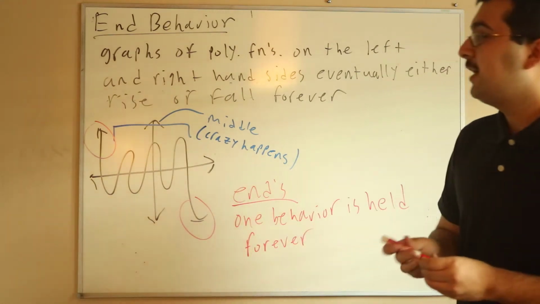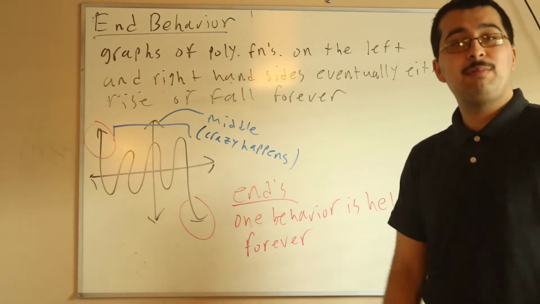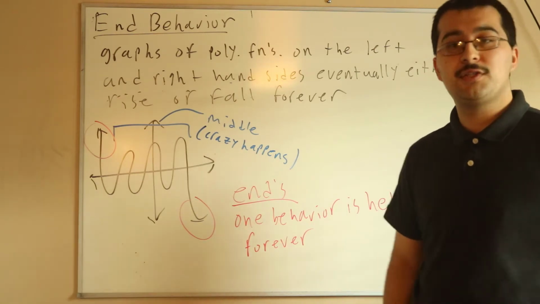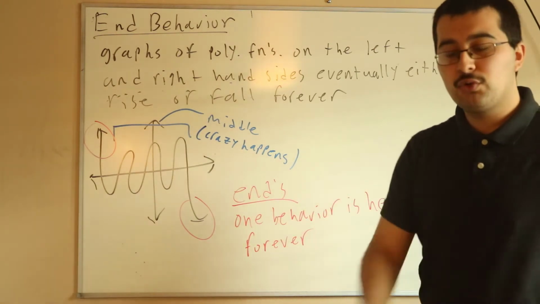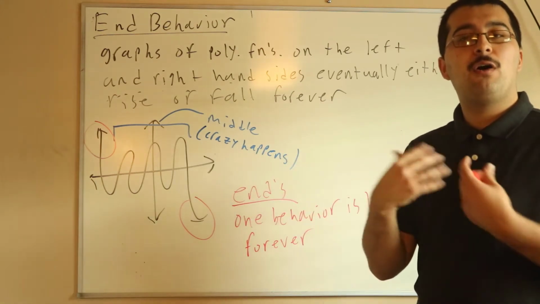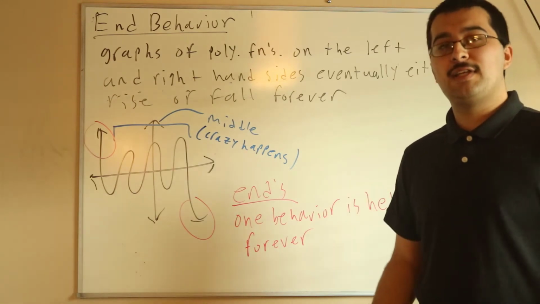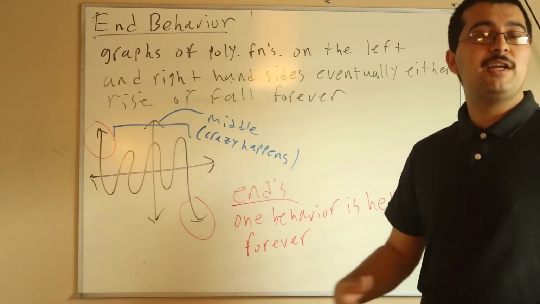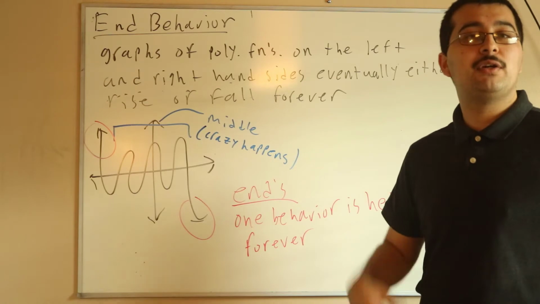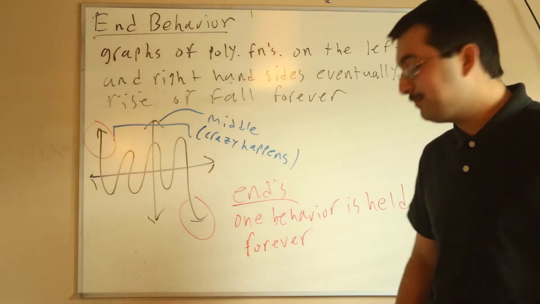So, if you just think about it, that is a very interesting comment and observation to make about polynomial functions, is that in the middle they will have some crazy outrageous behavior, doesn't matter what it is, but eventually all that kind of fades away, and on the left hand side and on the right hand side it will either fall or rise forever. It will stick to one behavior and it won't change again. That's a very interesting observation to make about them.